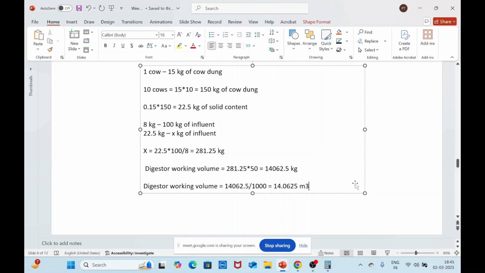As we said previously, in case of these biological conversion routes for biogas production, the total solid content present in your slurry is only 8 percentage, and the rest 92 percentage is going to be water. So we can typically take the density of that slurry as the density of water, and based on that we can calculate the working volume as 14.0625 meter cube. Is it okay?